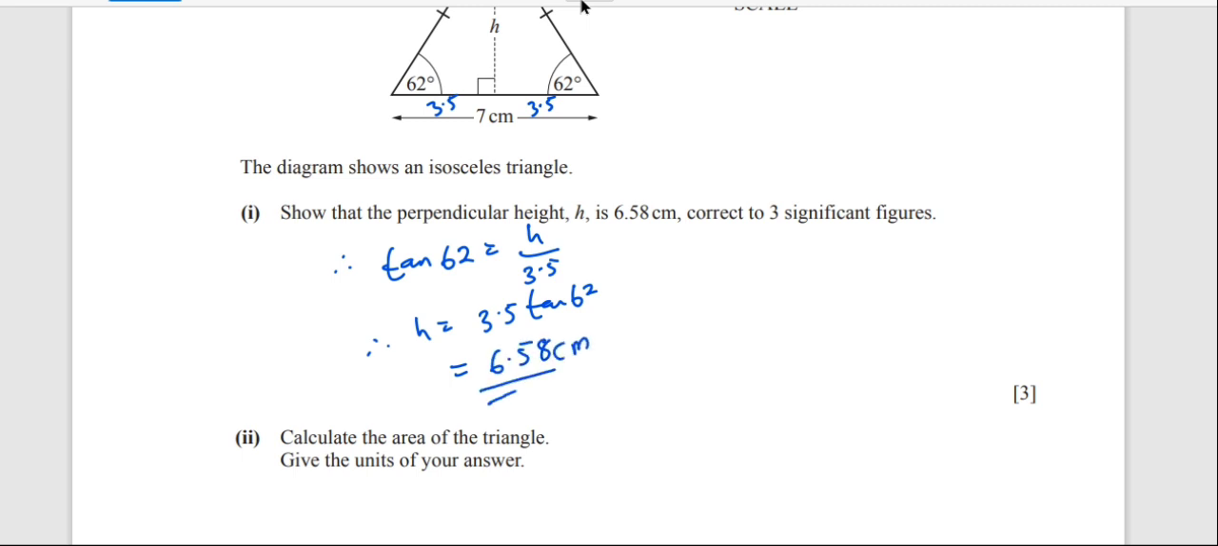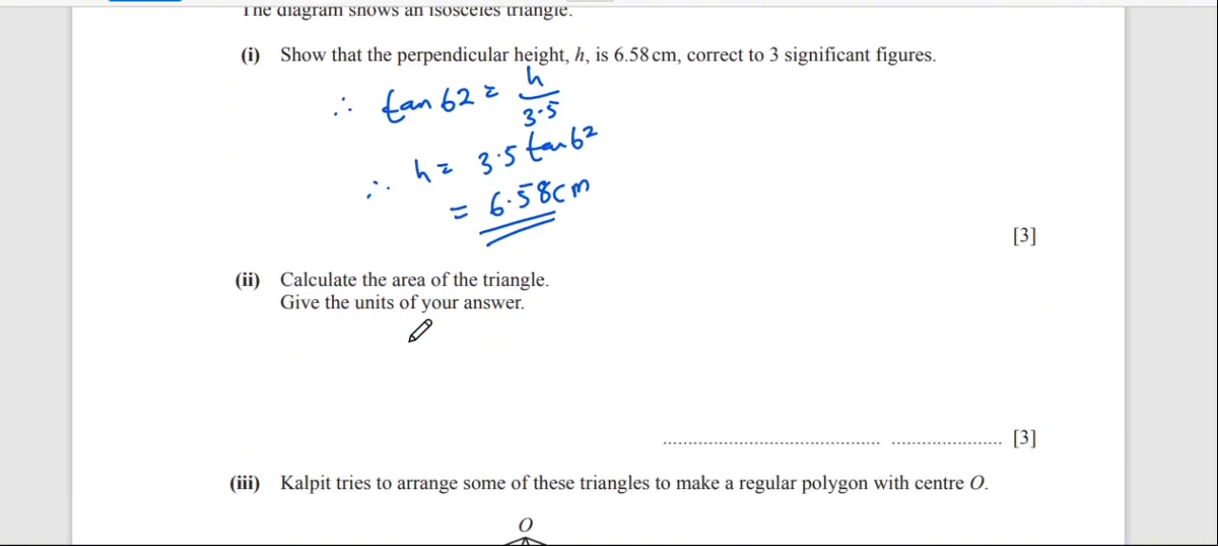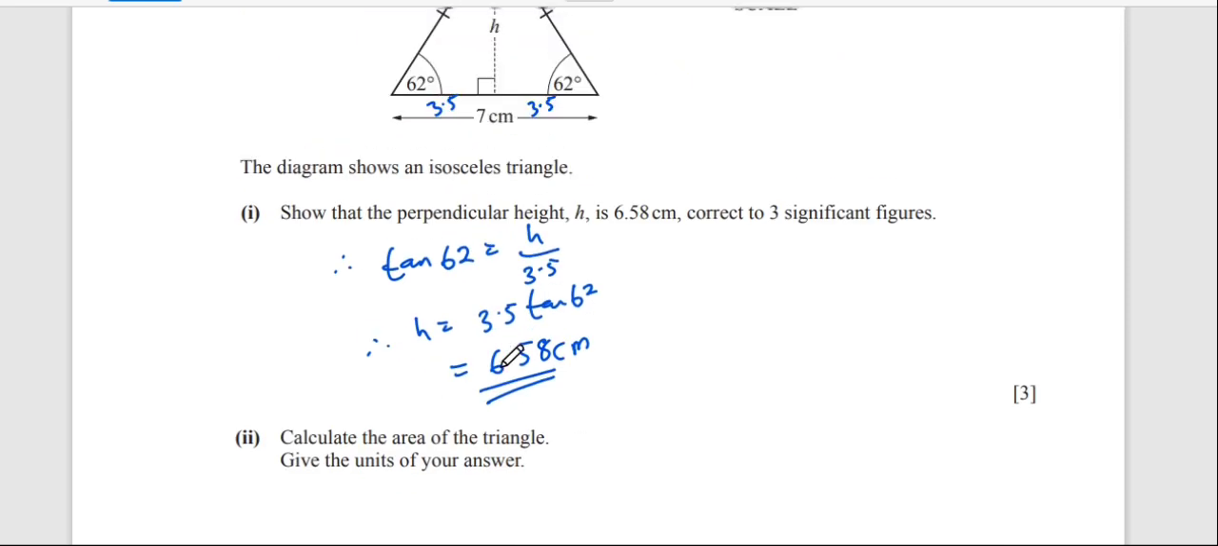They ask you to show that the height is equal to 6.58 cm. All right, so moving on to the next one, they say you calculate the area of the triangle, give the unit of your answer. In this question, you are not given the unit, you are the one to get the unit. So make use of the area of a triangle, which is A equals 1 over 2 times base times height.